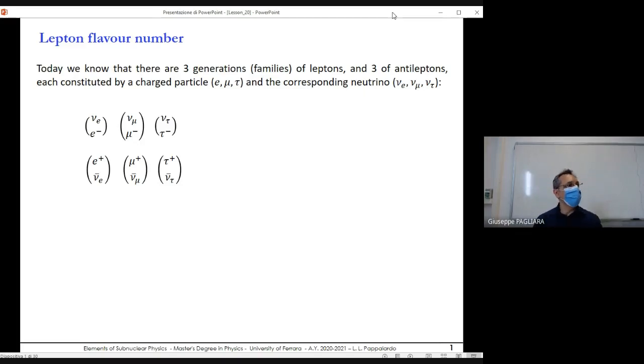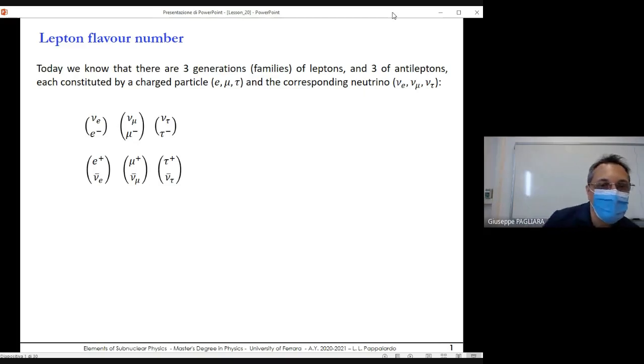Okay, so yesterday we started touching the weak interaction. Of course, we'll continue today and in the following lessons. Before going on with the weak interaction, let me first introduce a new set of quantum numbers which are relevant for any process and which we already implicitly used in our previous exercise. That is the lepton-flavor number.